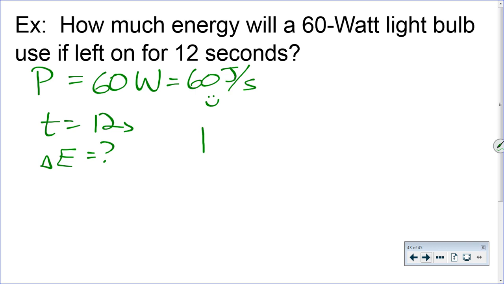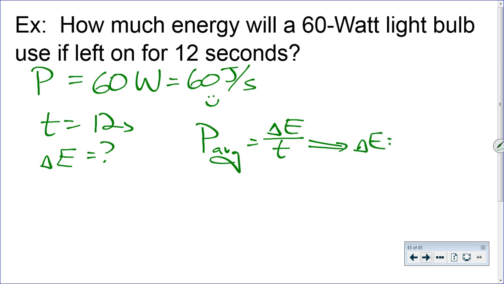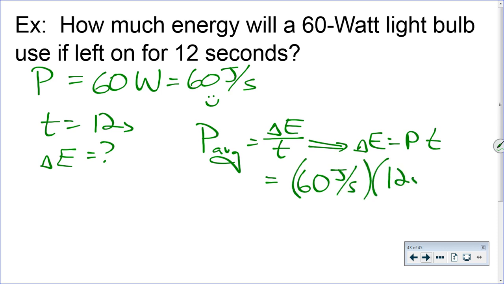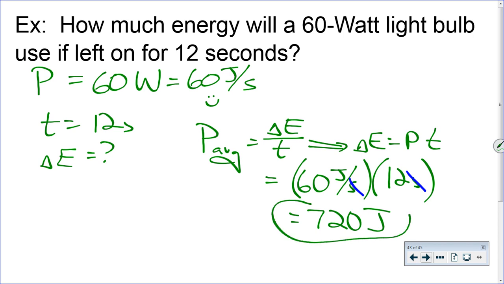Okay, so, well, if average power is change in energy per unit time, that means that change in energy is power times time. So for us, we're going to use 60 watts, that's 60 joules per second, for 12 seconds. Notice, seconds and seconds cancel, and we're left with 720 joules worth of energy that our light bulb has used. All right? Okay, so again, this was all average. Here you can assume that this is the average power used by a light bulb.